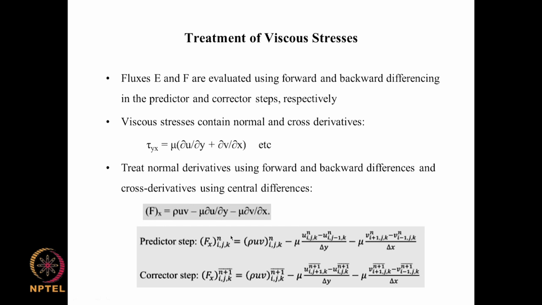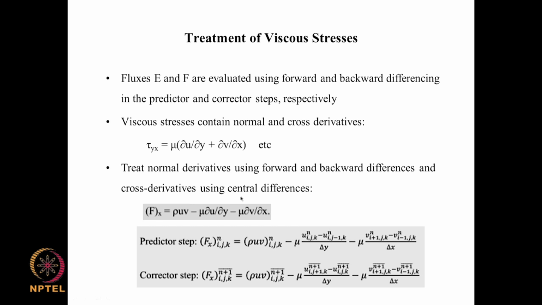So, in the case of a normal derivative, in the predictor step we use i j k minus i j minus 1 k. So, this is backward differencing, and the same term in the corrector step is written as i j plus 1 minus i j. So, this is forward differencing. So, when you look at how we are evaluating this term in the predictor step and in the corrector step, we see that in one case we make use of backward differencing, the other case we make use of forward differencing. We can use forward differencing here, in which case we have to use backward differencing there.